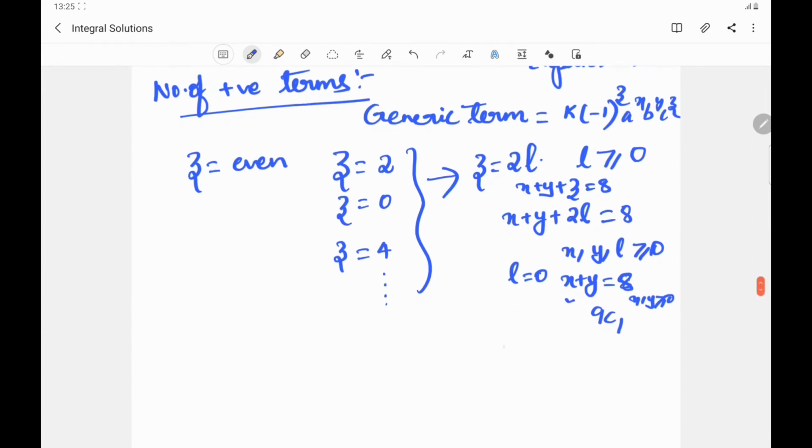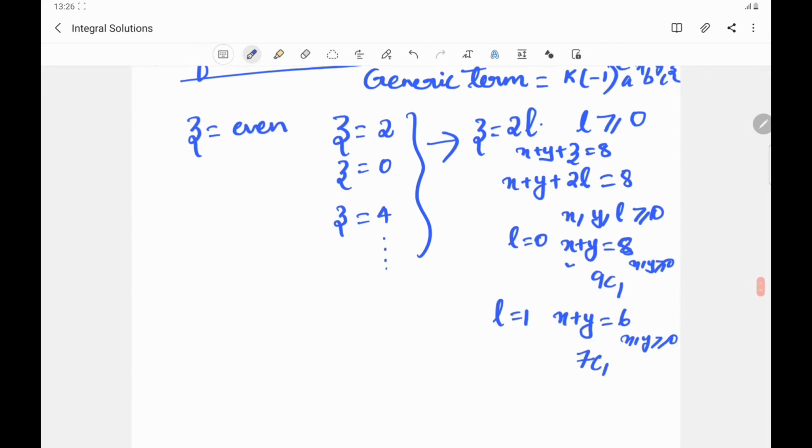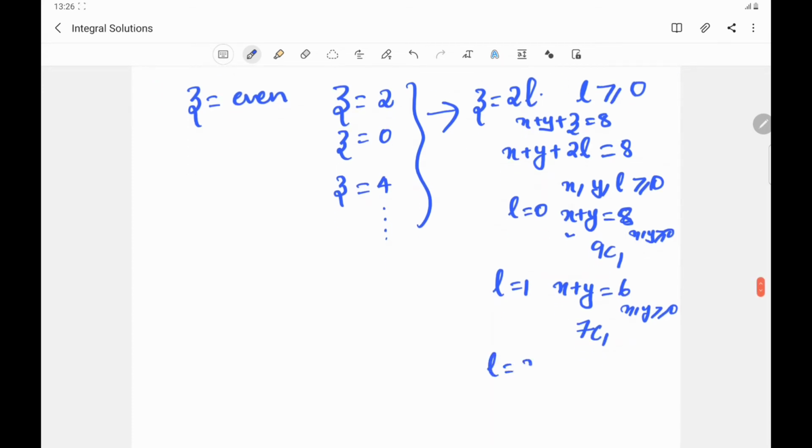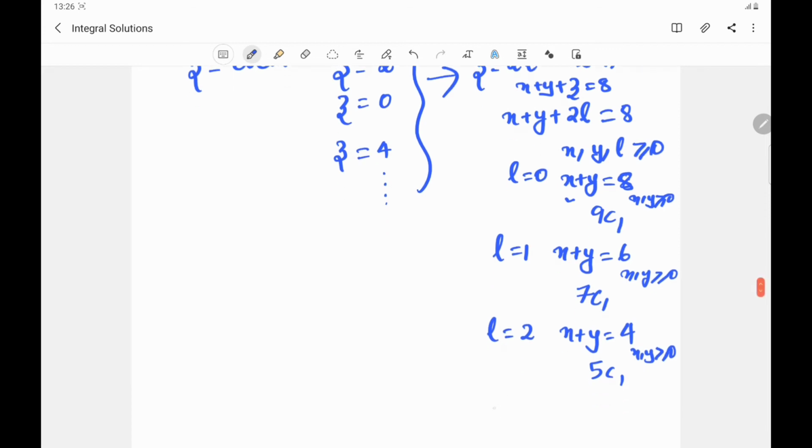Similarly, when L is equal to 1, we know that x plus y would be equal to 6. x, y are greater than or equal to 0. This would become 7C1. When L is equal to 2, this would become x plus y as 4. So this will become 5C1. Here again x, y are greater than or equal to 0. When L is equal to 3, x plus y would be equal to 2.